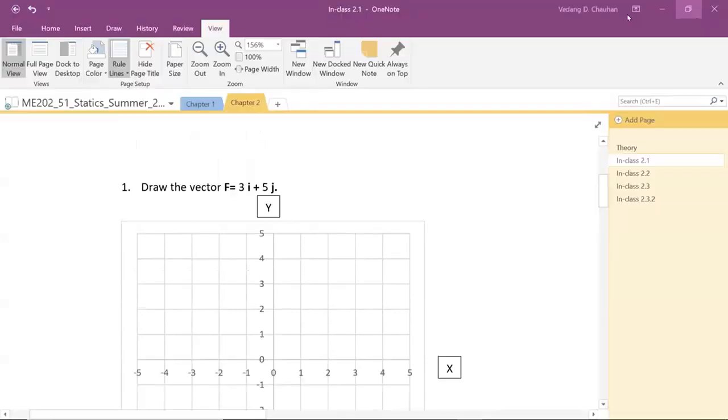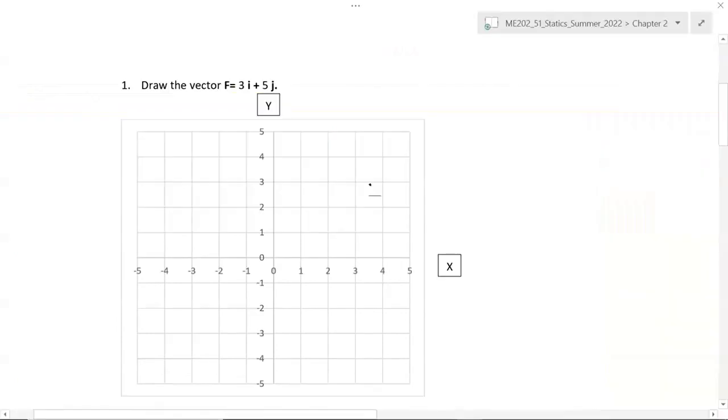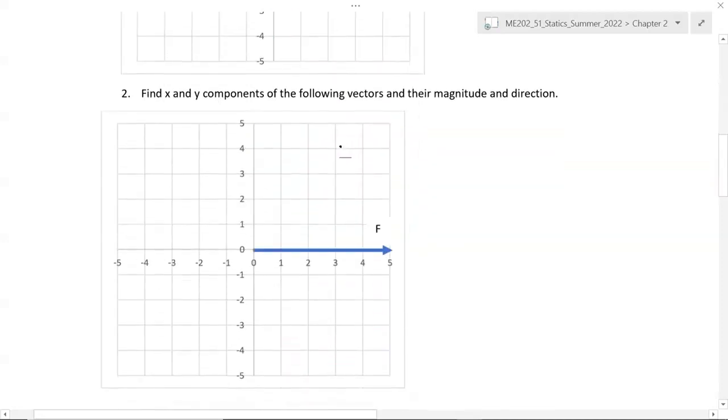So here the x component of the vector is 3 and y component is 5. So we move 3 units along x and 5 units along y. This is the point, and we need to draw the vector for that. So this vector f is 3i plus 5j, 3 units along i and 5 units along j. Next, find the xy components of the following vector and its magnitude and direction.